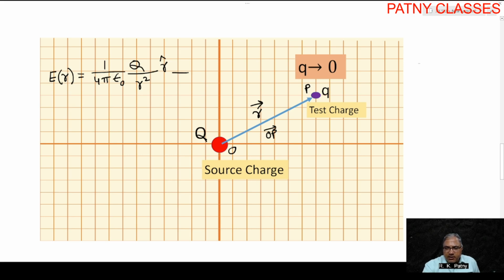And let us call it equation number 2. What was equation number 1? We had equation number 1: F of R equals 1 upon 4 pi epsilon naught, Q into q upon R square, multiplied by R cap. So we have two equations, equation 1 and 2. With the help of equation 1 and 2, we can define what exactly the electric field is.